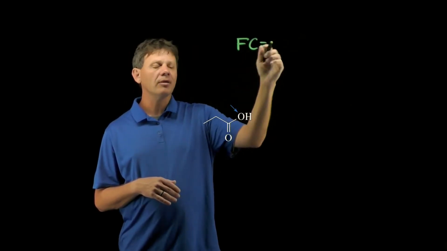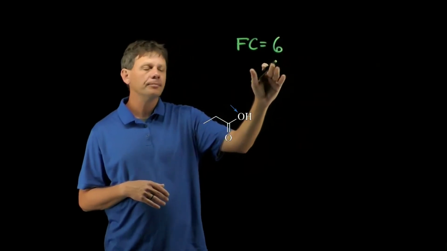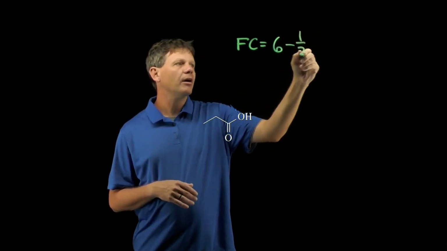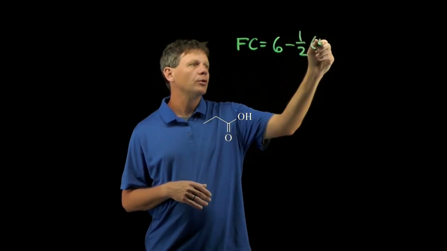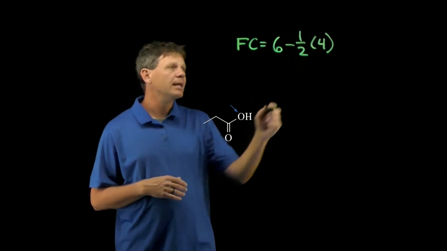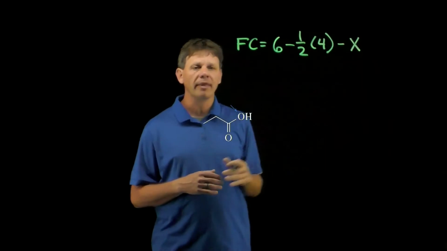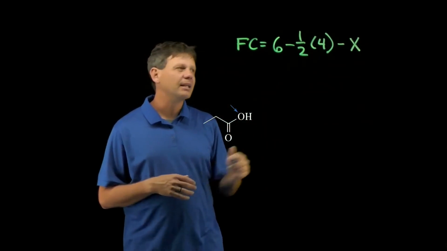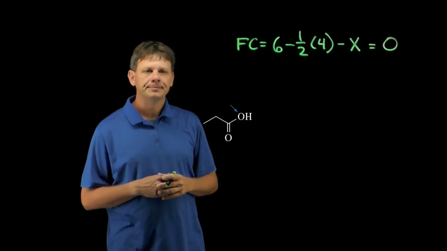If we think about the formal charge equation, we know that to calculate the formal charge on oxygen, it's going to be the number of valence electrons in a neutral oxygen atom, 6, minus 1/2 of the shared electrons. In this case, the oxygen has 2 bonds for a total of 4 shared electrons, minus the unshared, which is the number we're trying to get right now, so we'll call that x. And we can set that equal to the formal charge on the oxygen, which is 0.